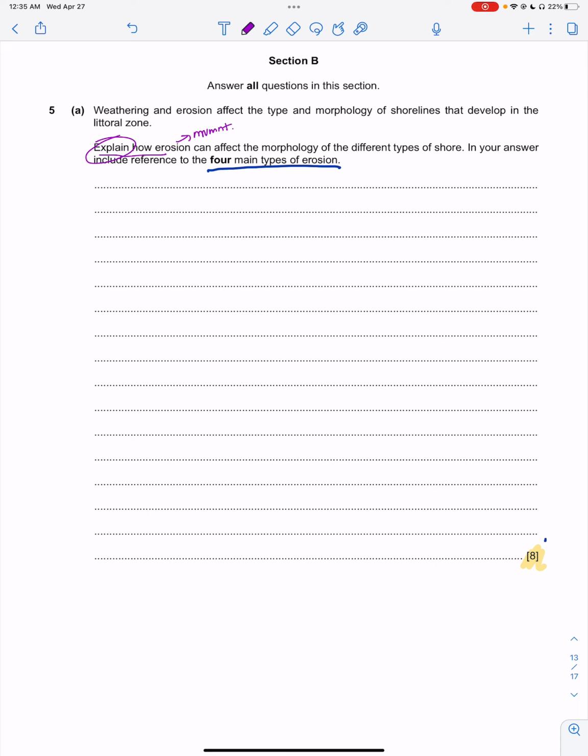What about compare the tectonic effects at a divergent boundary versus a convergent boundary or something? I mean, ask one of those dumb abyssal plain questions even. I would even go as far as to say bring back a monsoon, but I don't. Anyway, of the different types of shores, in your answer, reference the four main types of erosion. So you need to have a quick recall of those different shorelines that you can talk about.